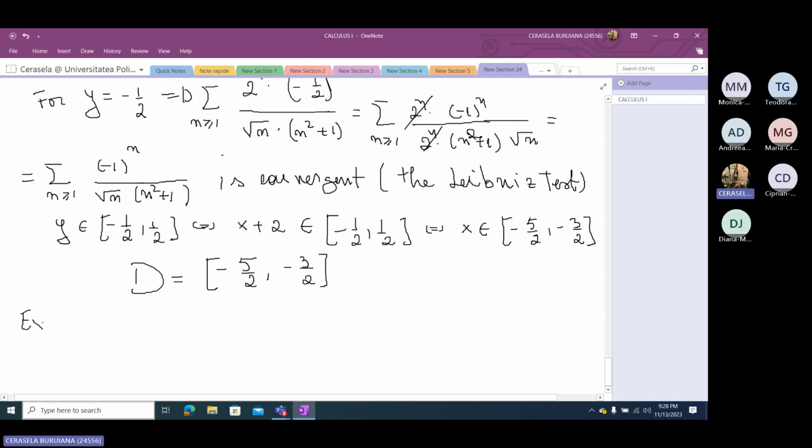For the next exercise, I will ask you to determine the domain of convergence, but also to compute the sum of some series, of some power series, of course. So let's write the request: determine the domain of convergence and compute the sum of the series.